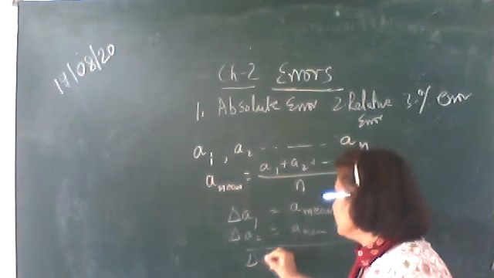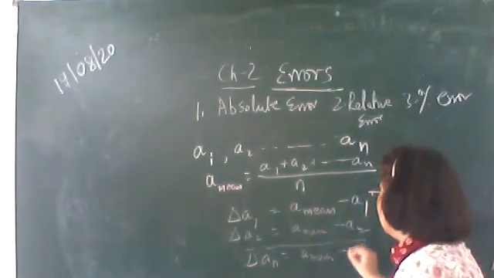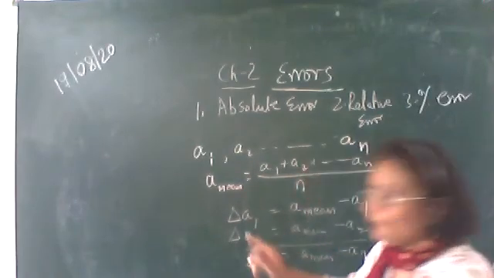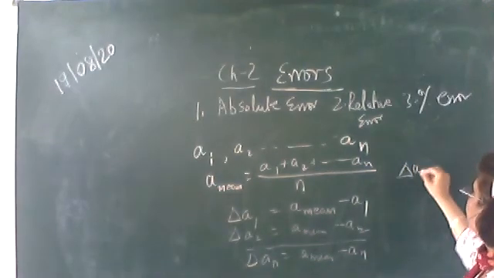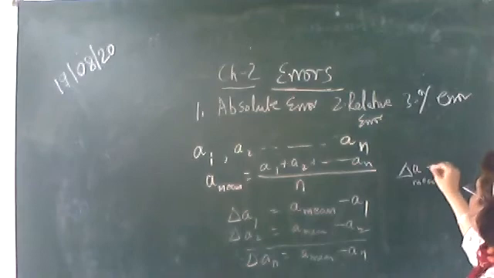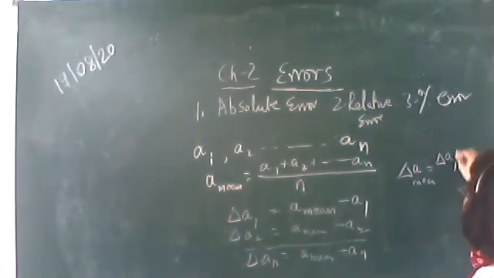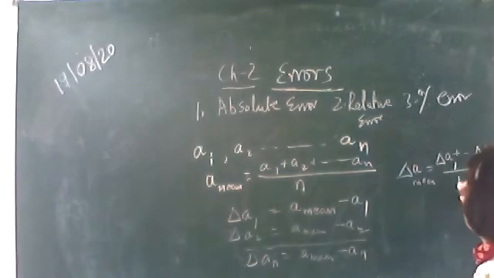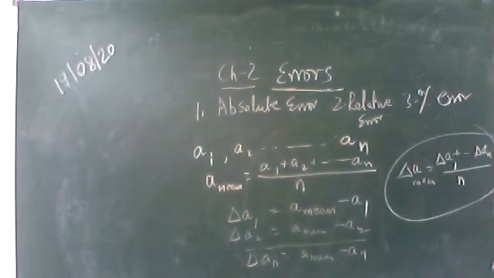In the nth measurement, the absolute error will be equal to A mean minus An. Now we find out the mean of all these absolute errors. What will be the mean of all the absolute errors? The mean of all the absolute errors will be the absolute error in the first measurement plus the absolute error in the second measurement and so on, plus the absolute error in the nth measurement divided by n. This is the mean absolute error.